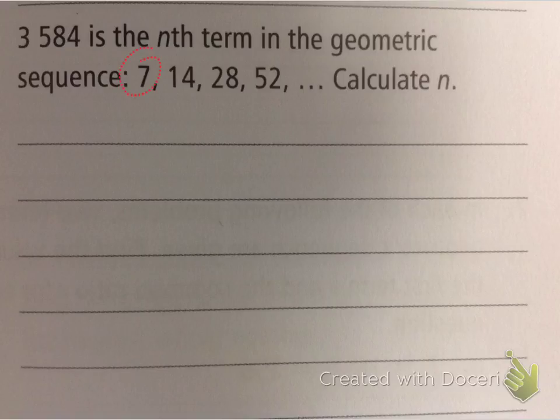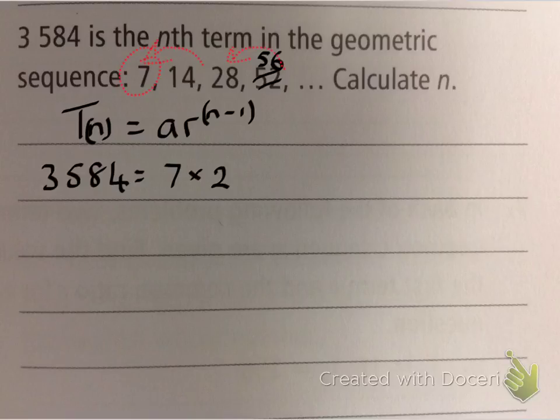This is the nth term of the sequence. For this question, we want to find the nth term. So what we do is we write the formula and find out the ratio. We see the first term is 7. There's a mistake in this question. The ratio you can see is 2. So I've got the common ratio of 2.